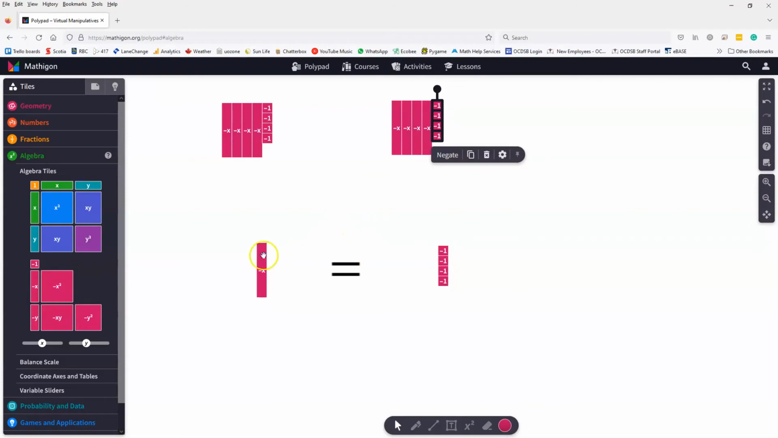and put them out of the way. That leaves me with negative x is equal to negative 4. One of the things we will learn later is that we can multiply both sides by negative 1, which would then change it to x equals 4. But for now, we'll just say that negative x is equal to negative 4.